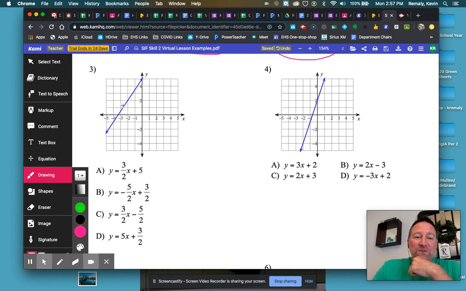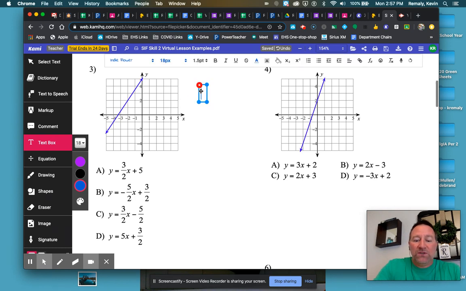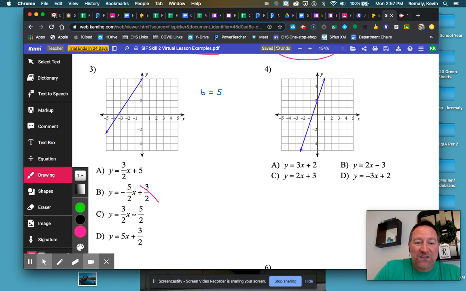Okay, let's look at number 3 here. All right, first things first, we have to identify our y-intercept. And you can kind of see that our line passes the y-axis way up here, so that would be my b equals positive 5. So wherever there's a b of positive 5, I can keep. As you can see really quick, that kind of eliminates all these other choices. Bam, bam, bam. Okay, here they mixed it up.